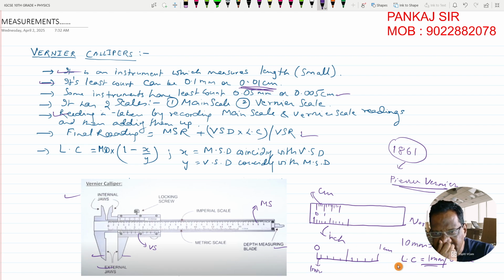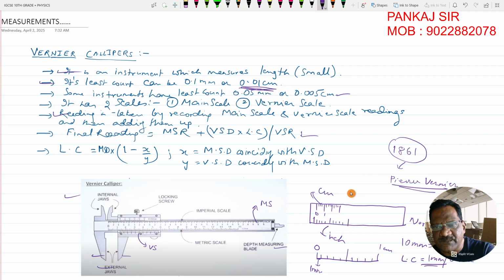That means the least count of this particular scale is 1 millimeter or 0.1 centimeter. Anything smaller than 1 millimeter or 0.1 centimeter you cannot measure. That's the meaning of it. But there's another meaning to it.